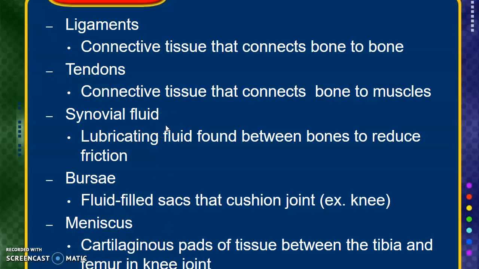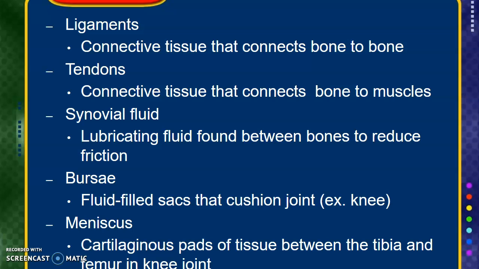So a little bit of vocabulary for these freely movable joints, these synovial joints. Ligaments are connective tissue that connect bone to bone. They are flexible pieces of tissue. And tendons look much like ligaments, except instead of connecting a bone to a bone, they connect a bone to a muscle or even muscles to muscles.